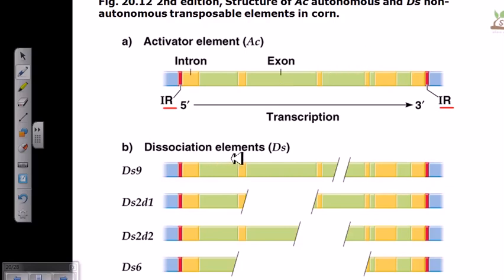Now in the second case, we're looking at the dissociation elements, which are non-autonomous elements. This non-autonomous element cannot transpose on its own. There are a lot of examples in corn, like DS9, DS2D1, DS2D2, DS6. So these are the examples. Now these dissociation elements are actually the key player. They are doing all the jobs, but the activator elements, present in very few copies, are controlling the activity of these dissociation elements. That's our very important concept.